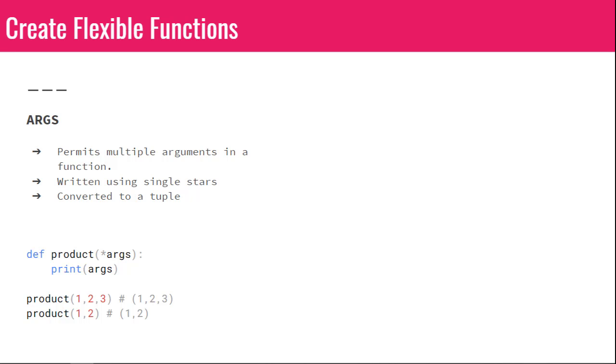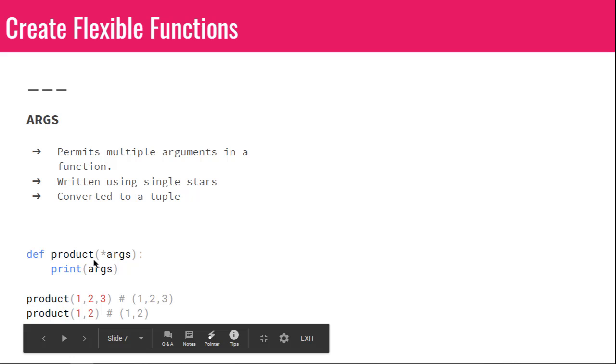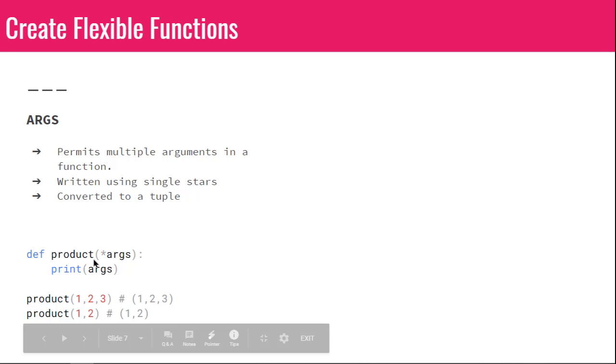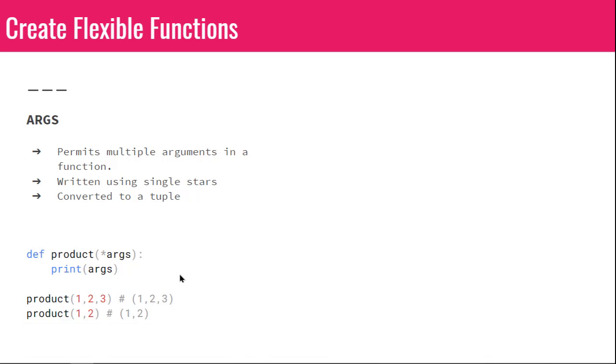Here I have this product function which is taking this *args variable. The variable number of arguments are passed using this single star. And if I print this args variable, then it prints all the arguments that we pass in the form of a tuple. Here I am passing 1, 2 and 3. And this function call will return 1, 2 and 3 in a tuple. If I pass 2 arguments, then it prints a tuple with 2 elements.